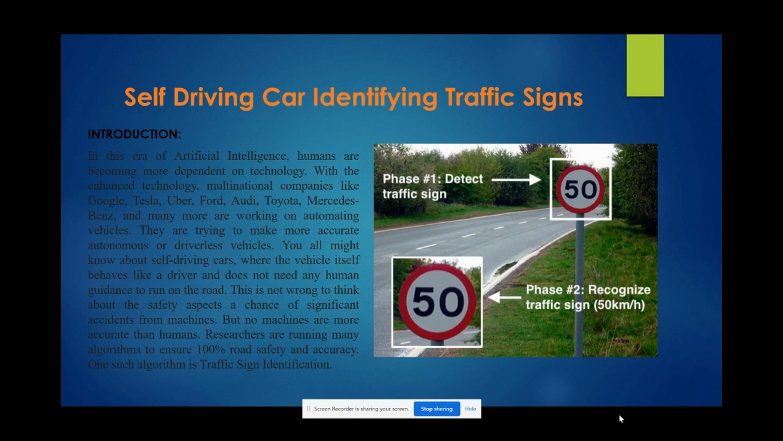In this era of artificial intelligence, humans are becoming more dependent on technologies, and companies like Google, Tesla, Mercedes-Benz, and many more are working on automatic vehicles. They are trying to make their vehicles more accurate. One such example is the self-driving car, as safety is our first priority. So, it is not wrong to think about the safety aspects, given the chance of significant accidents from machines. But no machines are more accurate than humans, so the researchers are running many algorithms to ensure 100% road safety and accuracy. One such algorithm is traffic sign identification.